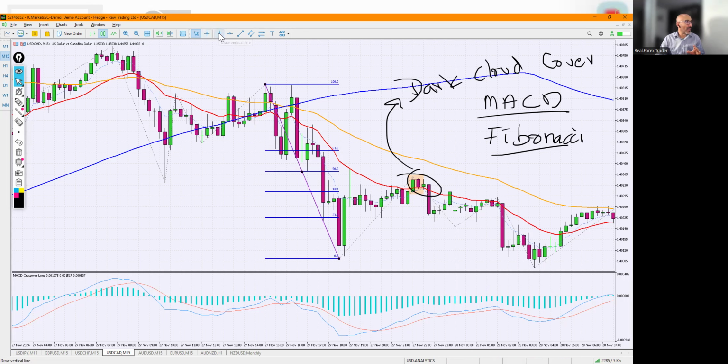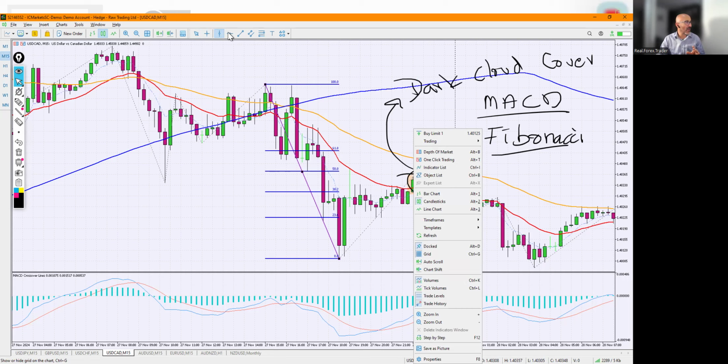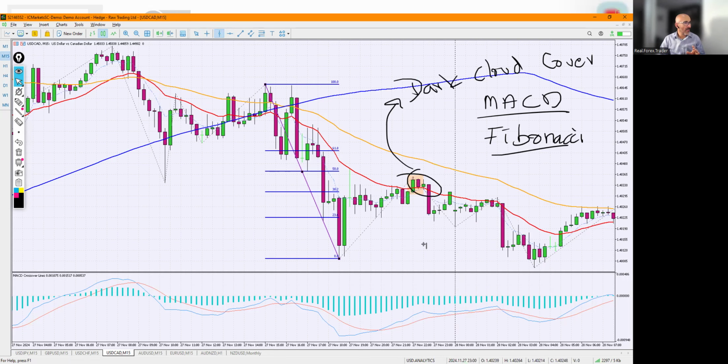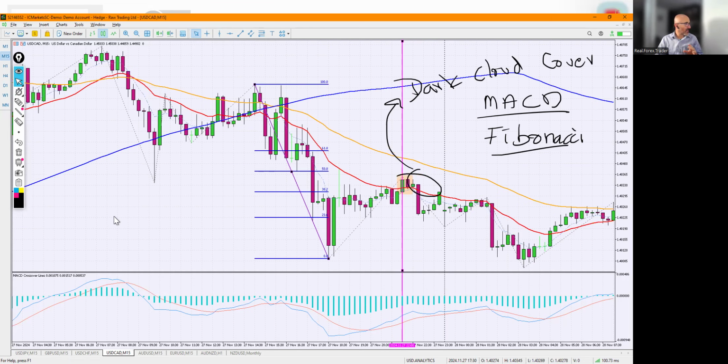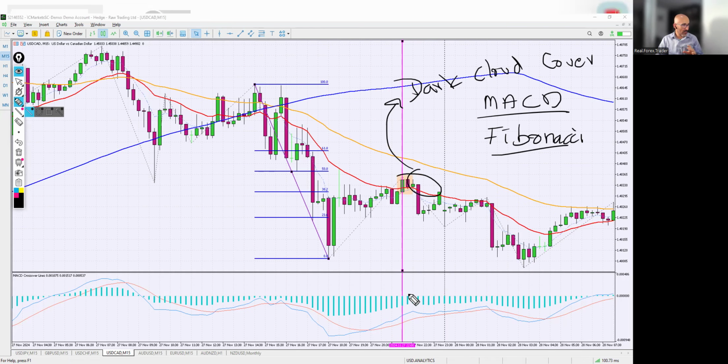Another thing to bear in mind, let's see what happens in this moment. What is the behavior of our MACD here in this moment? So I can observe that my histogram, the histogram is bear, right? Okay, so the histogram is bear. That is a good thing, right? Okay.